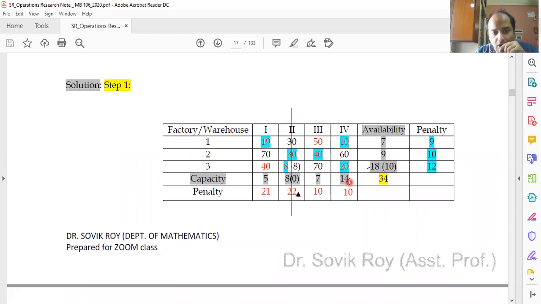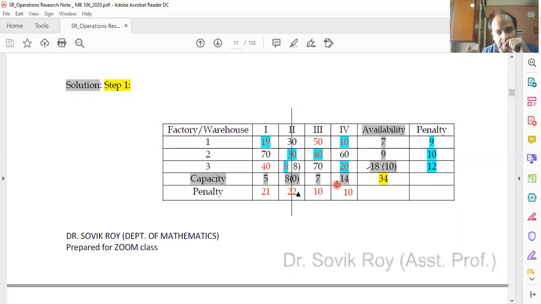Quickly write this matrix in your copy. Do not write the penalties, because the calculation of the penalties has not been discussed. Just write the transportation matrix in its totality. Roman 1, Roman 2, Roman 3, Roman 4 are the destinations. 1, 2, 3 are the factories. And these are the unit transportation costs. 7, 9, 18 is the availability. Capacities are 5, 8, 7, and 14.